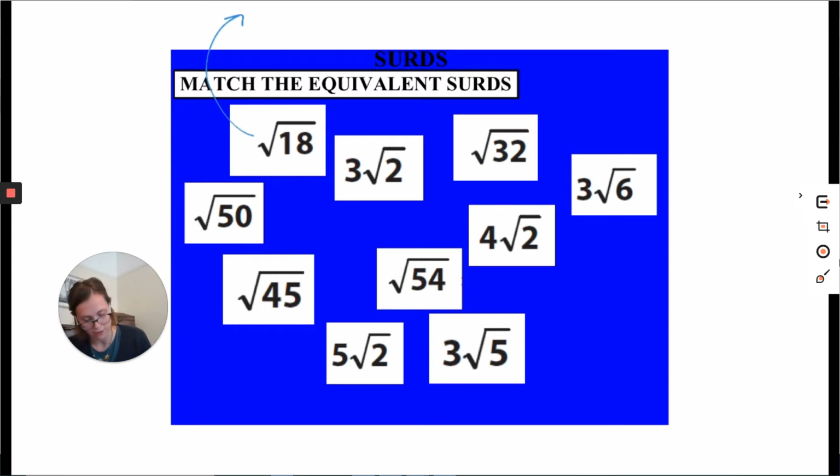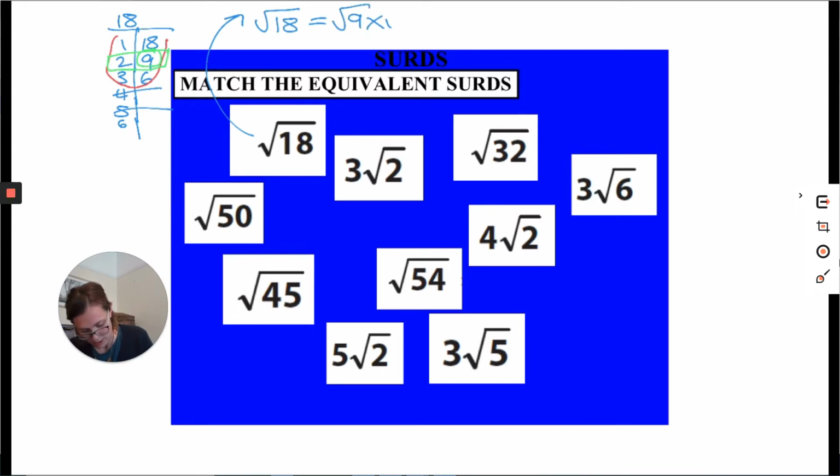So root 18, well, the factors of 18 are 1, 18, 2 and 9, 3 and 6, 4 doesn't go, 5 doesn't go, 6 is on my list already. So here's my snake. And the biggest square number on that list is the 9. So I would circle the 9. So it's this pair that I want. So root 18 is the same as root 9 times root 2, which should give me 3 root 2. So I know that I've got to connect this guy with this guy here. So see if you can find the rest of the pairs for that question. Pause now.